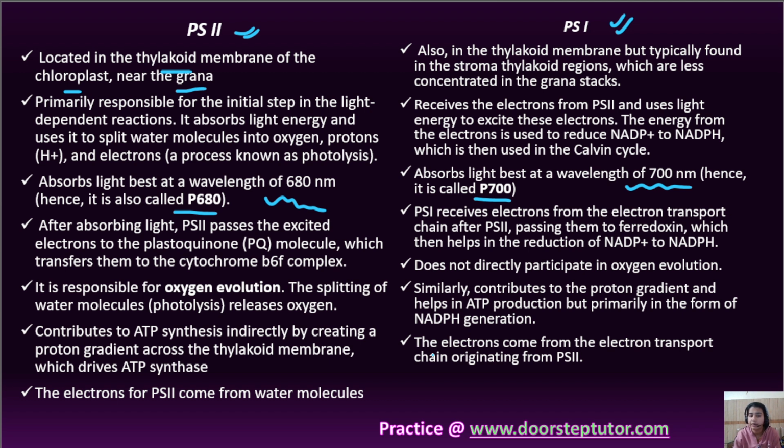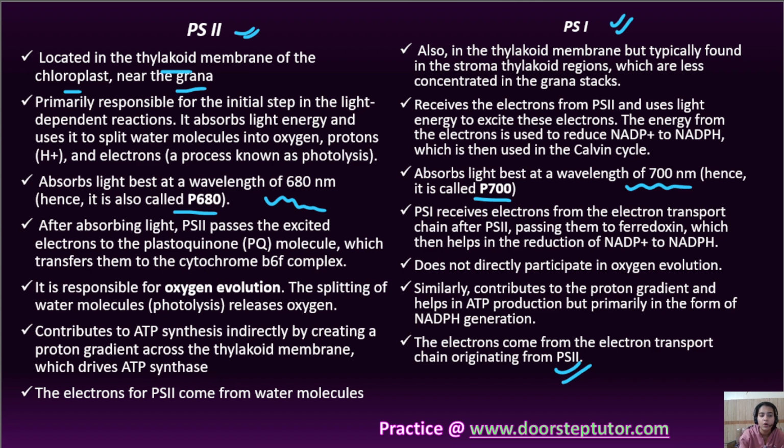The last point here is that the electrons for PS2 come from the water molecule, while the electrons which have to be consumed in PS1 come from the electron transport chain, which originates from PS2. So these were some basic and major differences between PS2 and PS1.